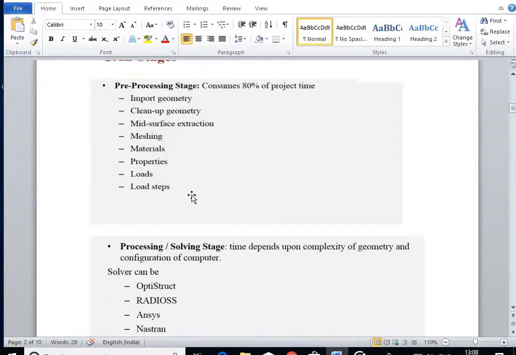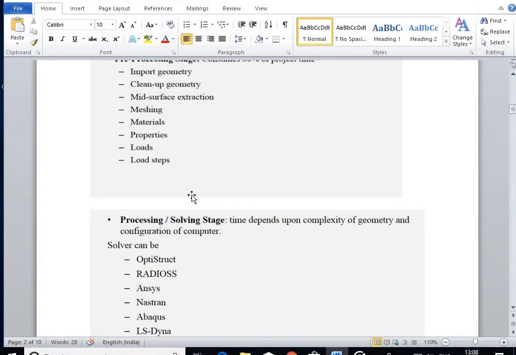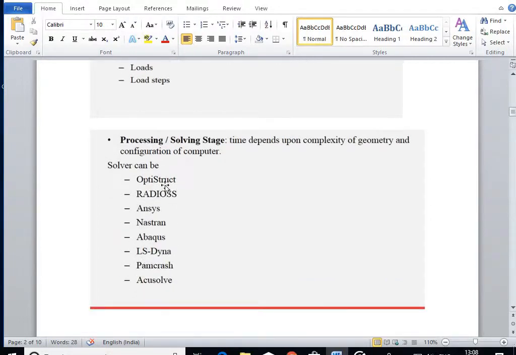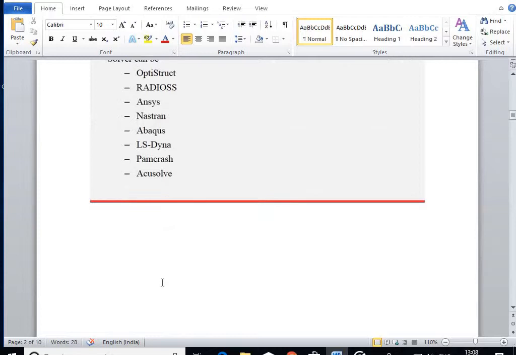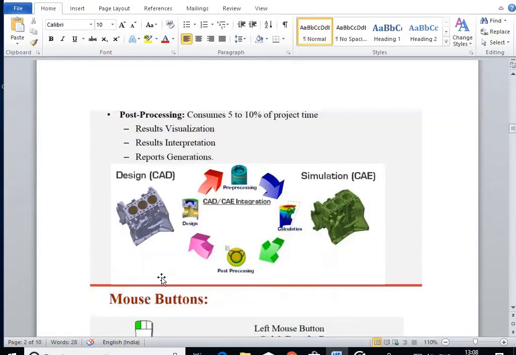In processing, there are different solvers, and these are examples especially used in HyperMesh: OptiStruct, Radioss, ANSYS, Nastran, and Abaqus, and the rest of them. Most of the time we'll be working on OptiStruct and Radioss, and sometimes ANSA as well. Post-processing helps us find the results, simulate them, and interpret the results with analytical solutions.